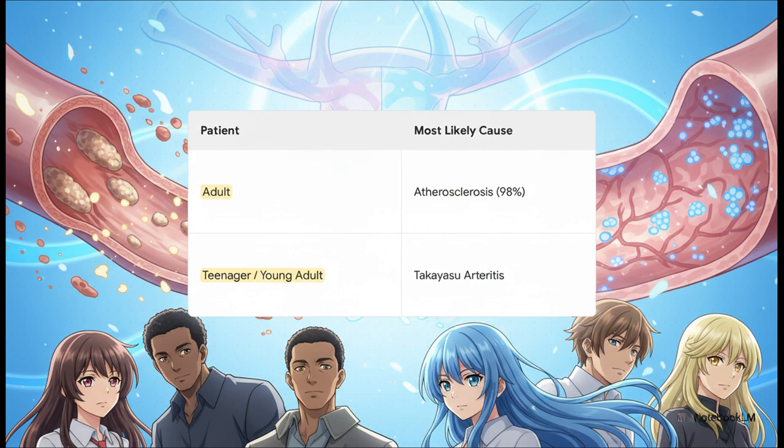Well, here's a super useful clinical pearl. It really comes down to the patient's age. If you've got an adult, think atherosclerosis. I mean, it's the culprit in something like 98% of cases. But if your patient is a teenager or a young adult, your alarm bells should be ringing for something else: Takayasu arteritis. That's an inflammatory condition of the large arteries, and it should be high on your list.